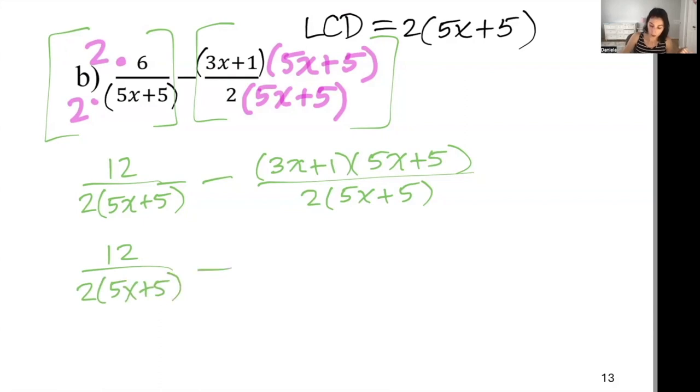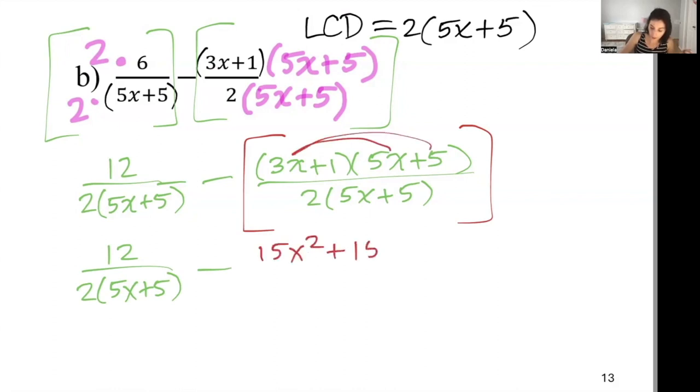Minus, so now we're going to simplify this fraction. And again, we're going to use the distributive property. So 3x times 5x is 15x squared. 3x times 5 is plus 15x. And then we're going to distribute the 1.